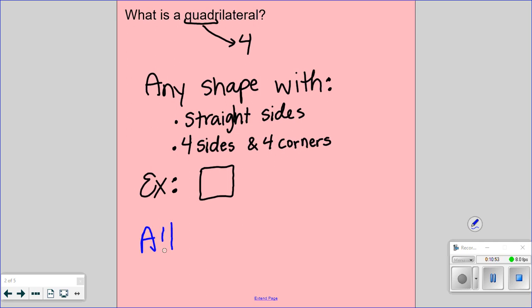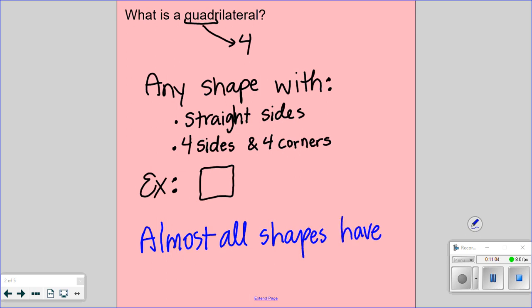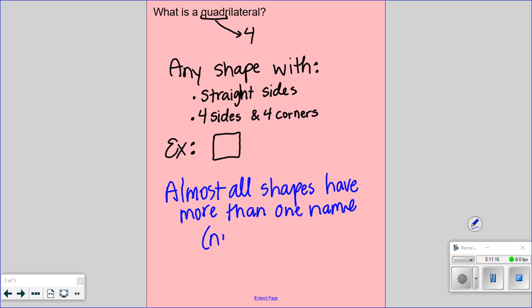Almost, I shouldn't say all. We'll go with almost all. Almost all shapes have more than one name. Kind of like a nickname. How many of you have nicknames? Raise your hand for the nickname. Bing. So I said raise your hand, not make a noise, please.